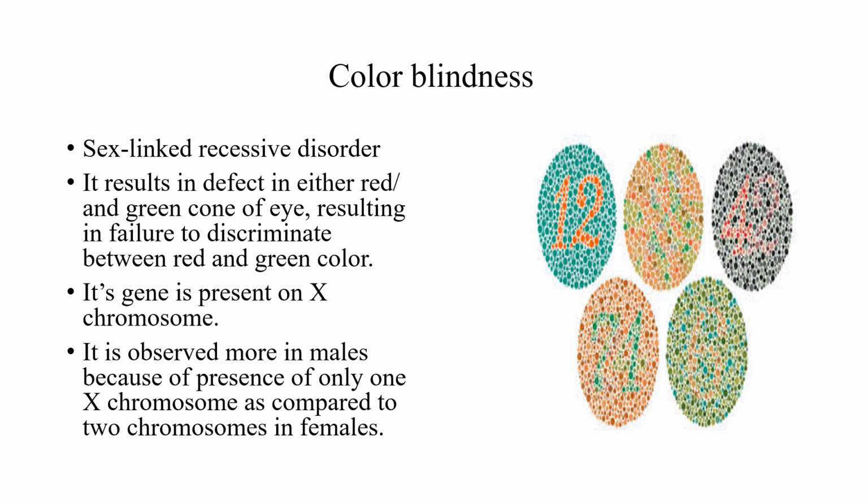Color blindness. It is a sex-linked recessive disorder. You know already in the eyes, rod cells and cone cells are there. Rods for brightness, cone cells for color differentiation. If these cells are affected or mutated, then one is not able to discriminate between red and green color. Its gene is present on the X chromosome. It is observed more in males because of the presence of only one X chromosome as compared to 2 chromosomes in females. So mostly males are affected.